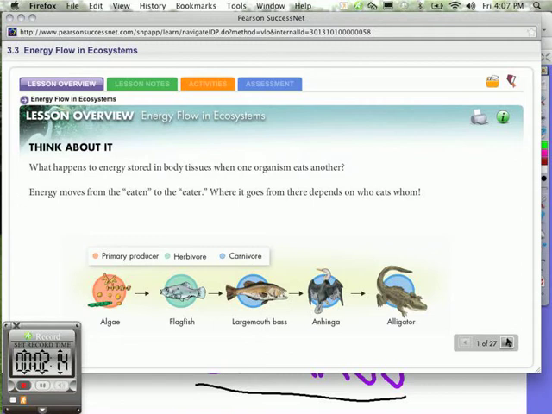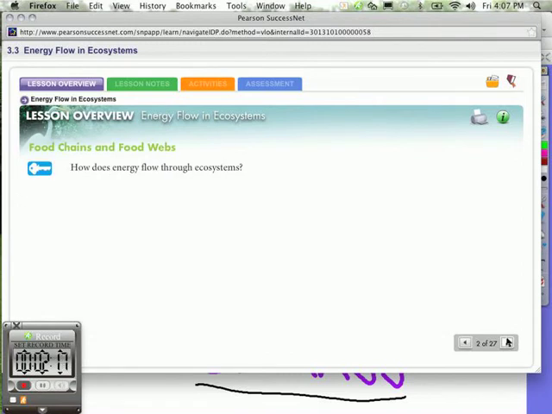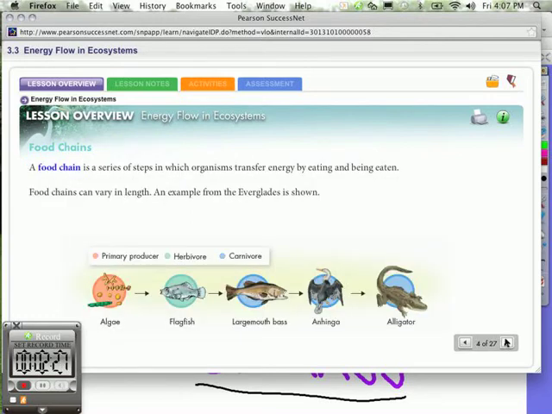How does energy flow through ecosystems? Well, energy flows through an ecosystem in a one-way stream from primary producers to various consumers. A food chain is a series of steps in which organisms transfer energy by eating and being eaten. Food chains can vary in length. For example, one from the Everglades is shown: the algae, the flagfish, largemouth bass, aninga, and the alligator.